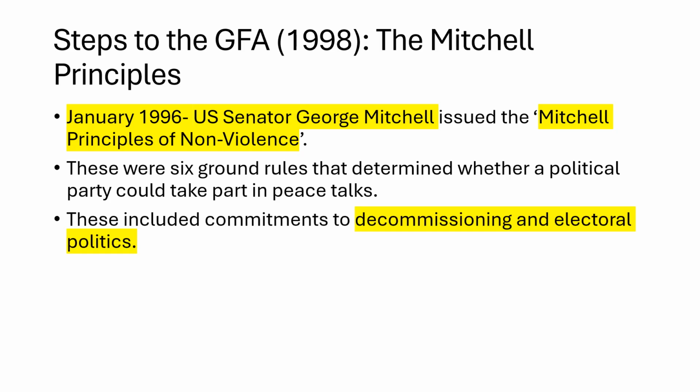In these principles, there were commitments on decommissioning and electoral politics. Essentially, those who were taking part had to commit to using electoral politics and agree to the decommissioning of weapons used by paramilitary organisations. Sinn Féin agreed to these, and as a result, they were then allowed to be included in peace talks.